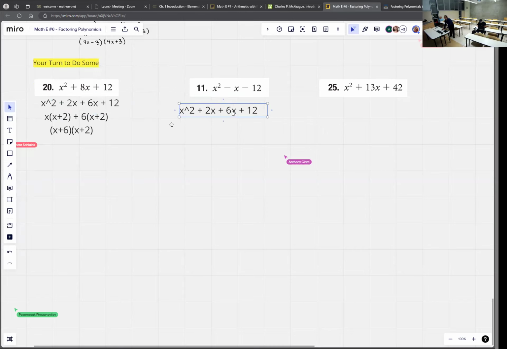I'm going to start by just copying this one, so you can edit the numbers and not have to retype it.